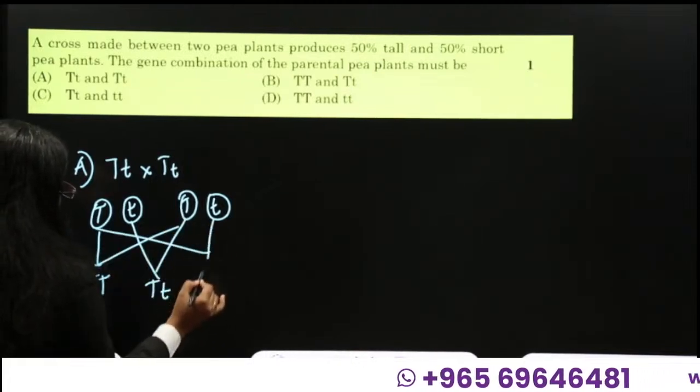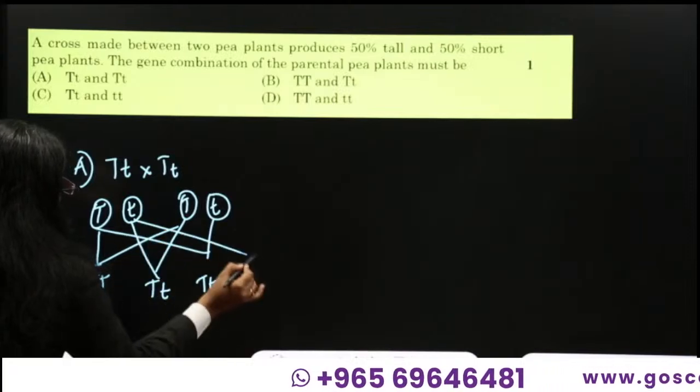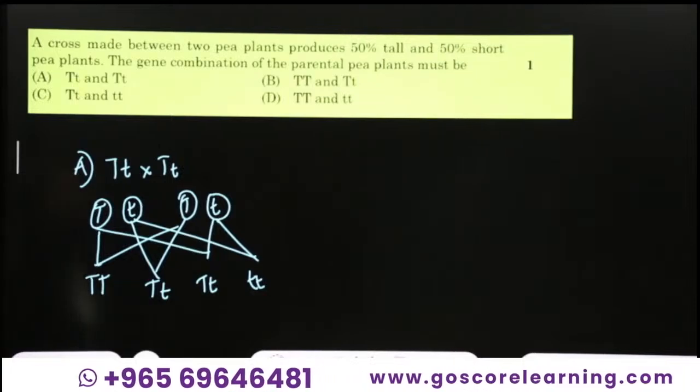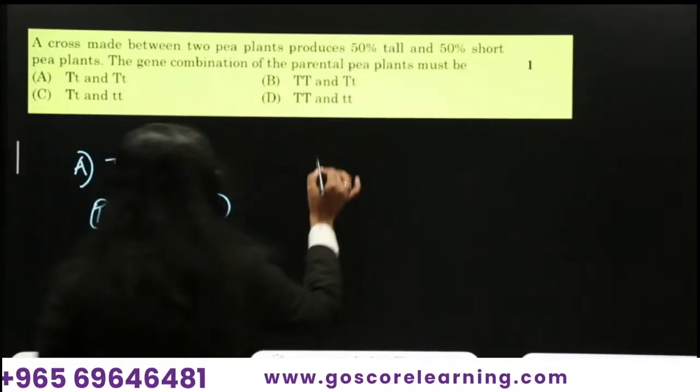Then again we have a possibility of capital T, small t. And then there is a possibility of small t, small t. So these are the different possibilities for option A. So next option, what is the next option?